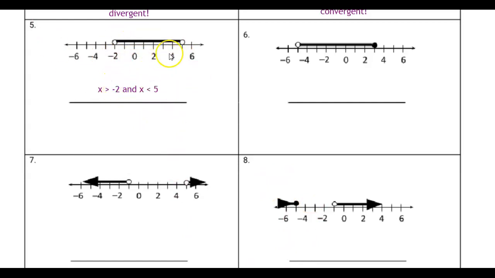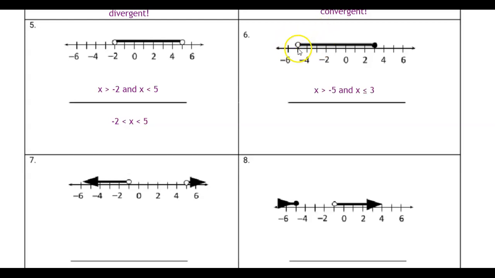-2 is here. 5 is here. Both open circles, so both with no line underneath. And then we can put an "and" there because the two lines come together. We could also write it as a compound inequality, which looks like this. Amazing. All right, question number 6 is also convergent. Get started on that one and then come back to see if you got it right.